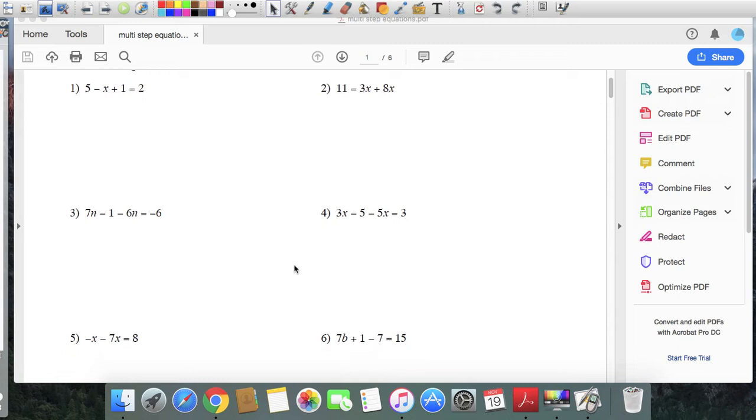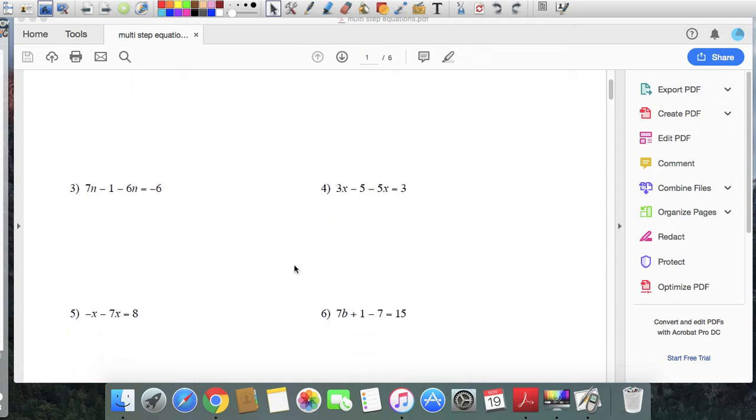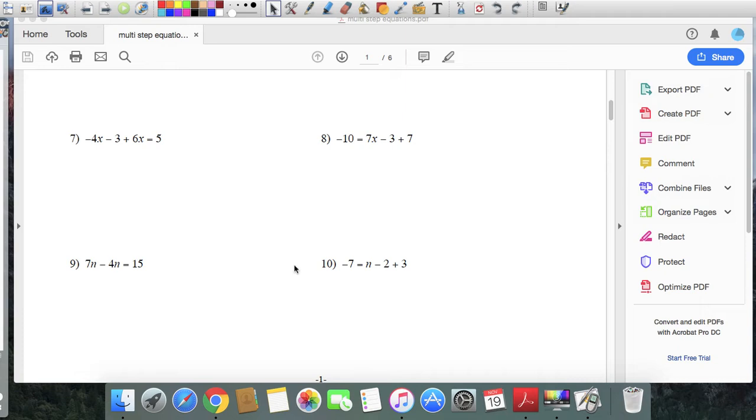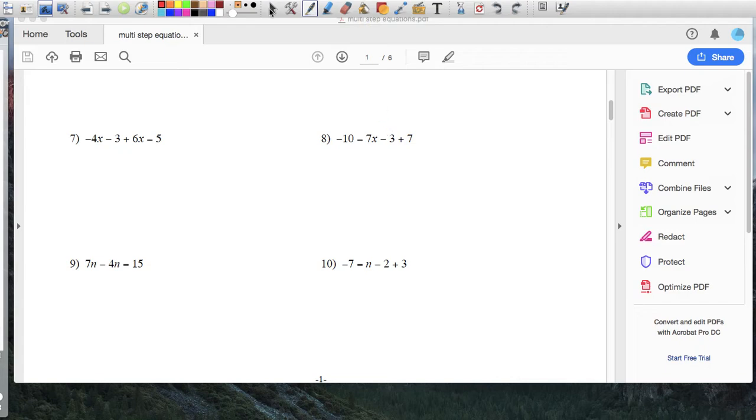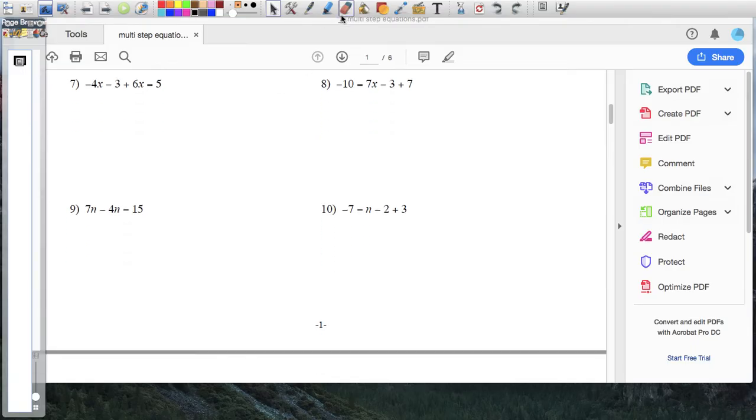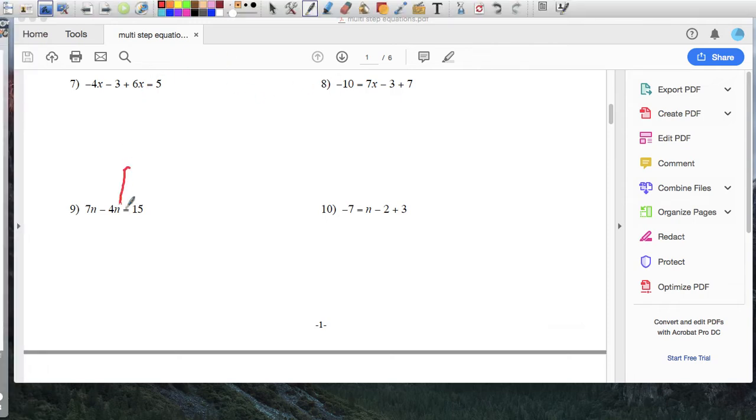Anyway, this is the Sunday one, so the first one is number 9. There's no distributive property, but you need to combine some like terms because we can't make the story yet. So let me combine 7n minus 4n is 3n equals 15. This is a very simple one-step equation: you have your variable n, which is being multiplied by 3, equals 15. Going backwards, you're going to divide by 3, and you get 5.